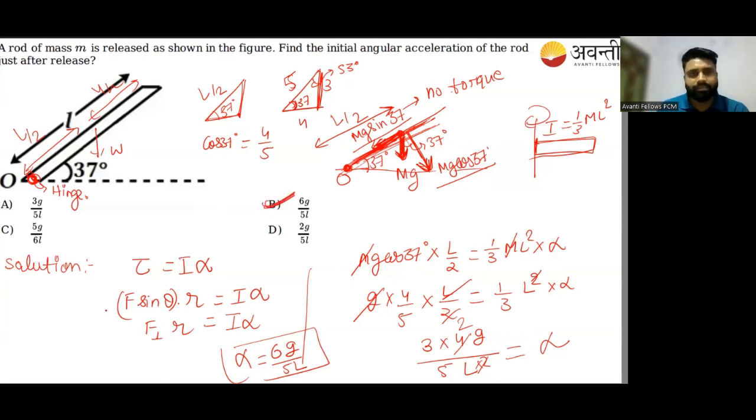We have taken torque by the force perpendicular to the line which is passing through the center of rotation. Now move on to the next question.